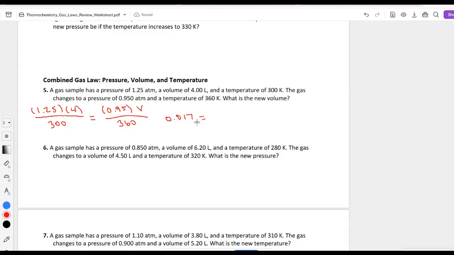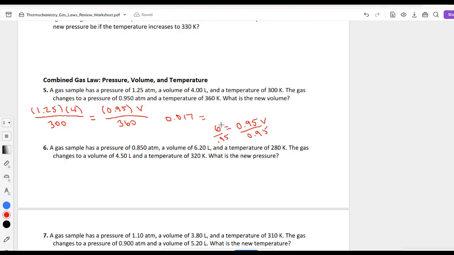All right, so now I've done this. I multiplied 360 times this, and now I got 6 on the left side equals, since I multiplied both sides by 360, it's gone. Now I'm stuck with just this, equals 0.95 V, volume. And now to get V by itself, since this is multiplying 0.95 times V, I got to do the opposite. So I got to divide both sides by 0.95. So I got to do it to this side as well. I'll just put 0.95 because same deal.